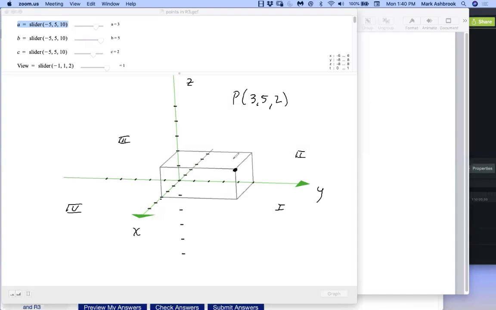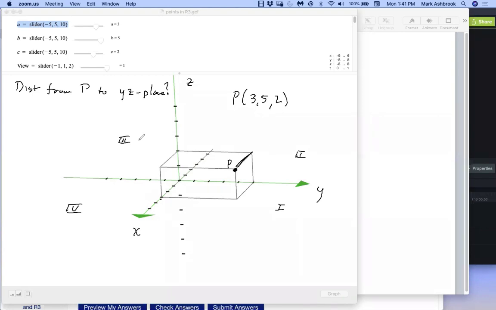Okay, so that's point P. First question: how far is point P from the YZ plane? Well, you should be looking at this right here. Right there is showing the distance to the YZ plane.